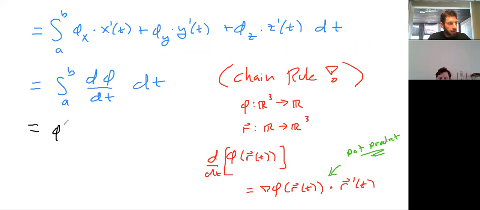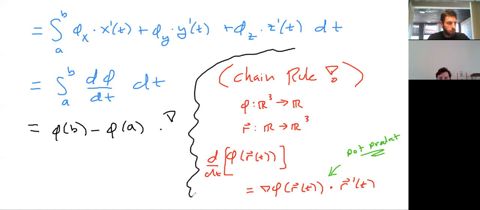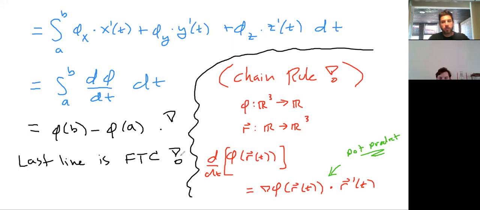So this is, by the thing we wrote at the beginning of class, phi of b minus phi of a. So the last line is the fundamental theorem of calculus, because I have a derivative inside of that integral. And the fundamental theorem tells me that if I know the antiderivative, I get phi of b minus phi of a.